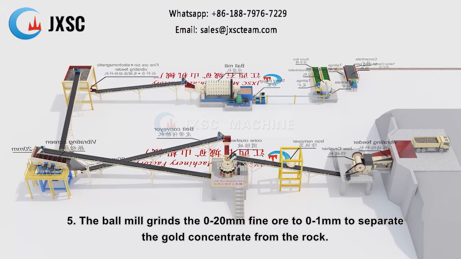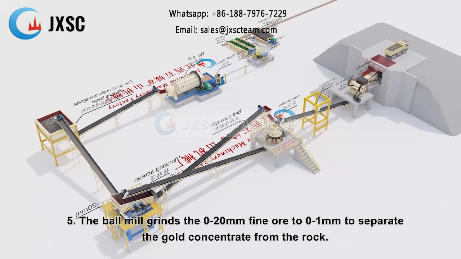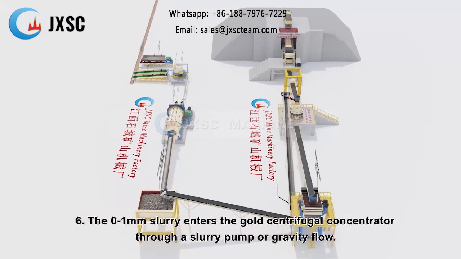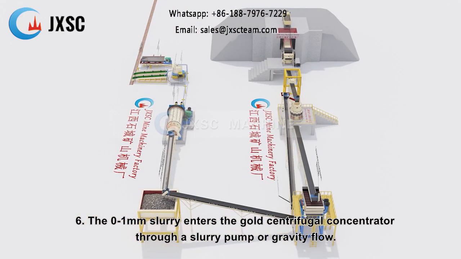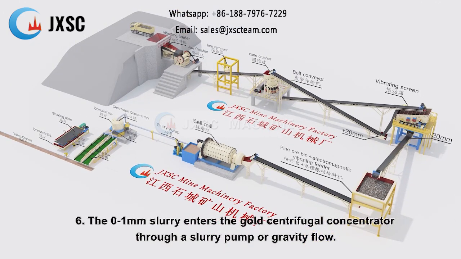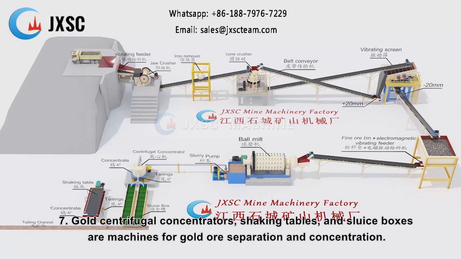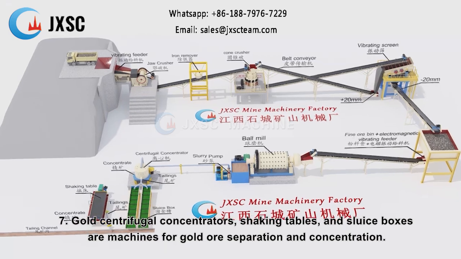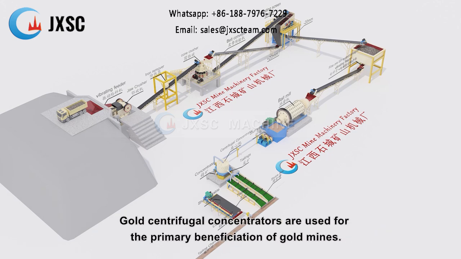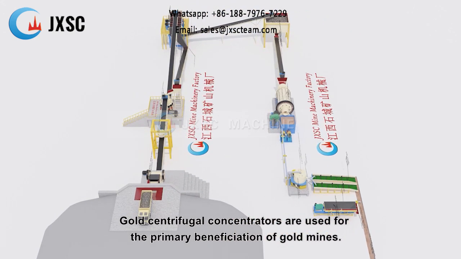5. The ball mill grinds the 0 to 20 millimeter fine ore to 0 to 1 millimeter to separate the gold concentrate from the rock. 6. The 0 to 1 millimeter slurry enters the gold centrifugal concentrator through a slurry pump or gravity flow. 7. Gold centrifugal concentrators, shaking tables, and sluice boxes are machines for gold ore separation and concentration. Gold centrifugal concentrators are used for the primary beneficiation of gold mines.